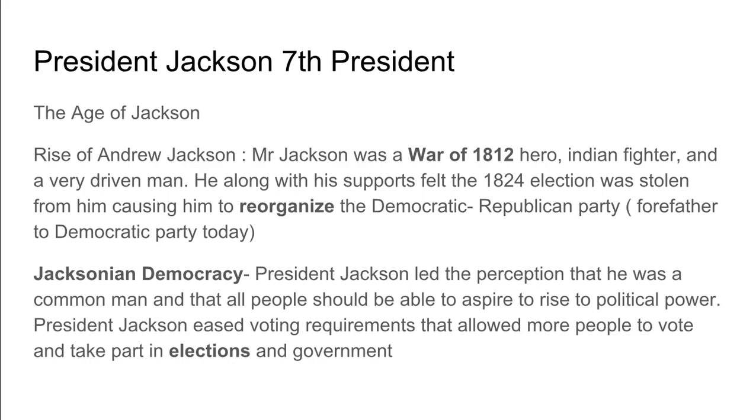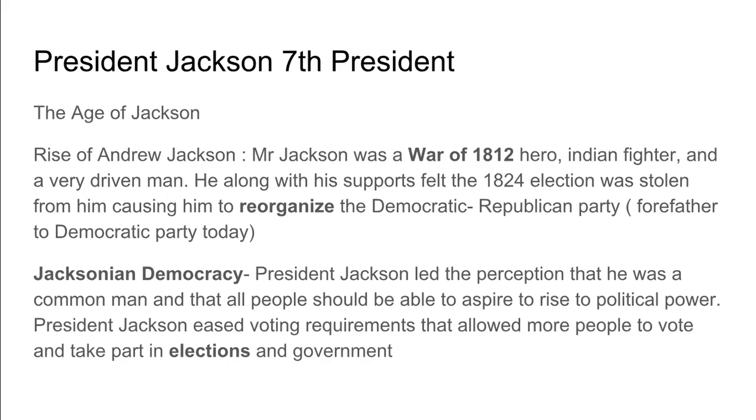He will run for president in 1824, and he will lose that election. The House of Representatives, when there was no majority, will make a ruling, and he will lose the 1824 election. And when he loses that, he is somewhat of a populist, a very popular figure.